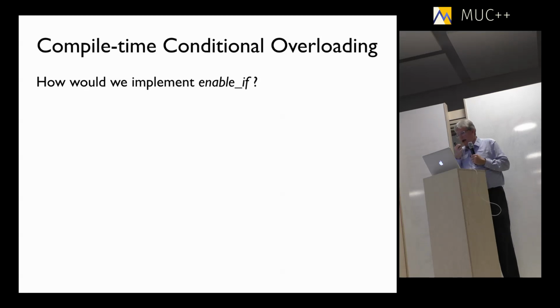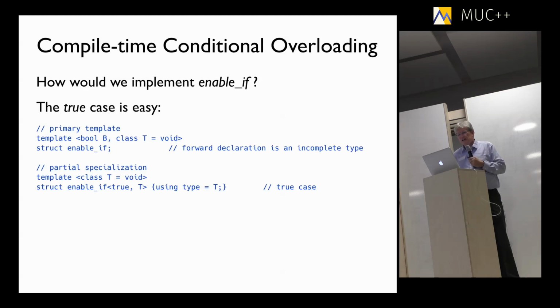So let's think about this for a second. How can we implement enable_if? Well, the true case should be pretty straightforward, right? Because first of all, notice in the first one, I've done the primary template as an incomplete type. It's just a forward declaration saying there's going to be a declaration coming. And then I specialize it for the case where the Boolean is true. Does everybody see that? If the Boolean is true, then my type is just going to be T. It's going to be whatever type got passed in, which if you don't pass it in is going to be void. But that's what it is. So if this evaluates to true, then we get the type.